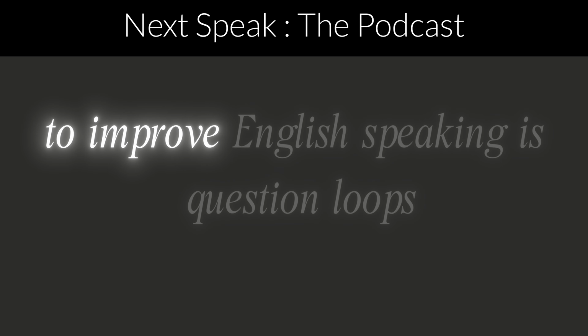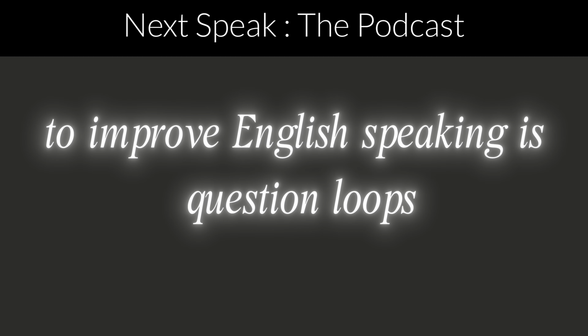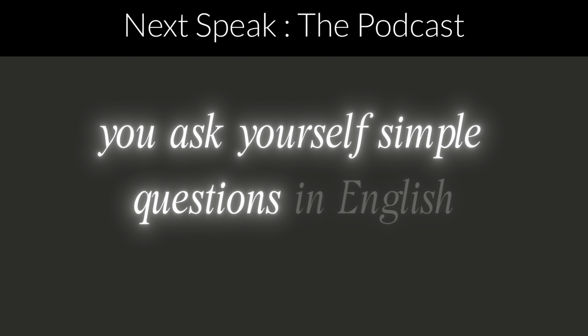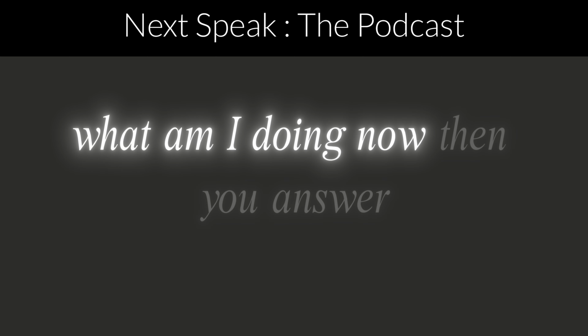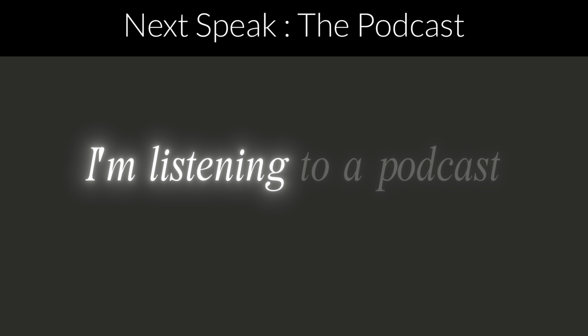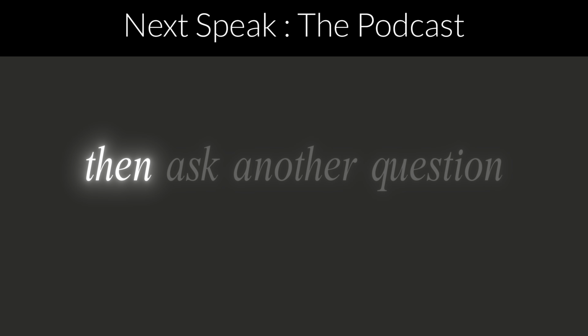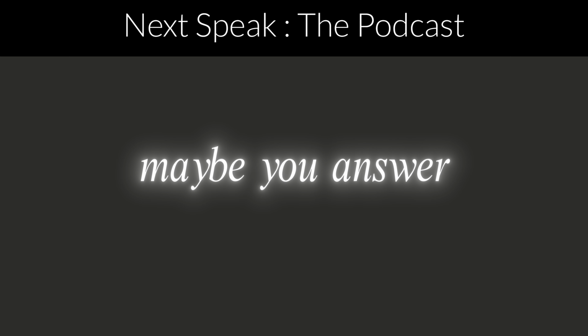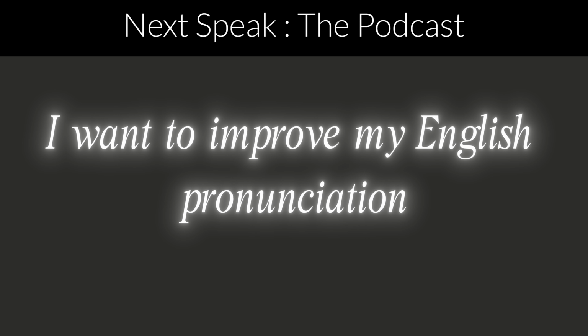All right, technique number 5 to improve English speaking is question loops. A loop means something that repeats again and again. In this method, you ask yourself simple questions in English. What am I doing now? Then you answer, I'm listening to a podcast. Then ask another question. Why am I listening to this? Maybe you answer, I want to improve my English pronunciation.